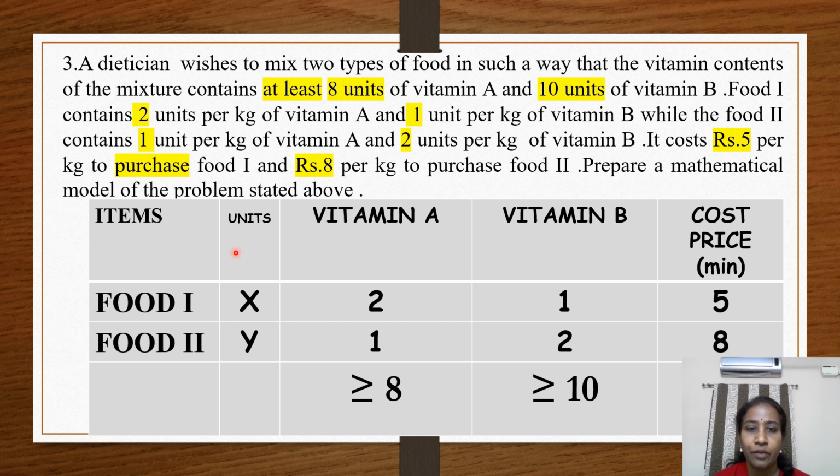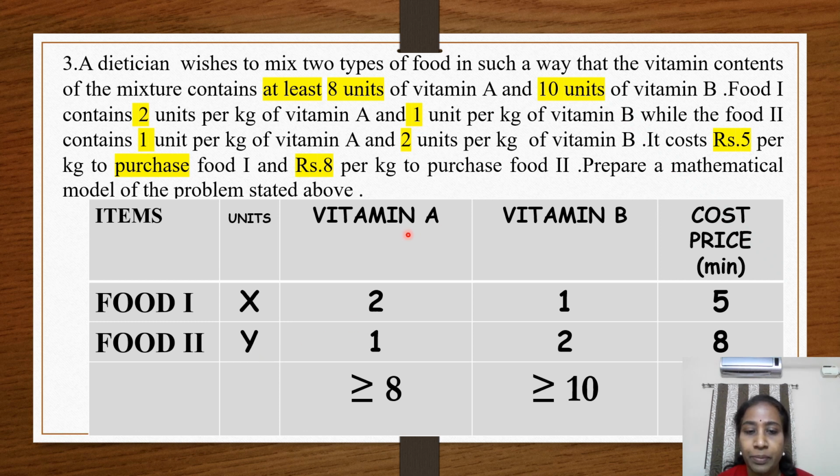Okay, so we are going to first convert the given details in the word problem to a tabular column. Because it will be very simple when you convert it into a tabular column and then formulate. So I have taken the items food 1 and food 2. The units prepared are taken to be x and y. That is, I assume that x units of food 1 are prepared and y units of food 2 are prepared.